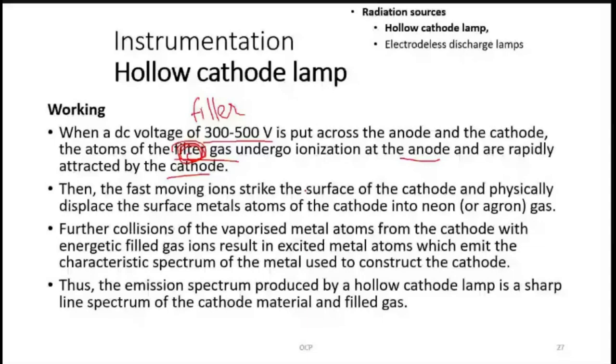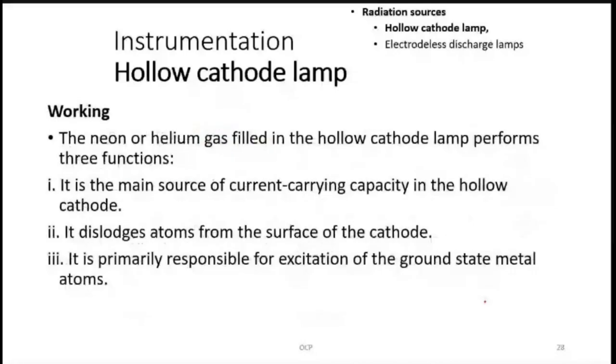So try to understand what is happening. These atoms are getting dislodged because of the hammering they get from argon gas ions. Now some of the atoms of the metal are dislodged in the surrounding, but energetic argon ions are still pouring in. Their collision occurs and that collision increases the energy of that metallic atom. At one point the energy is sufficiently high, they come down to the ground state by emitting the characteristic electromagnetic radiation. Thus the emission spectrum produced by hollow cathode lamp is a sharp line spectrum of the cathode material and filler gas. The working is continued.